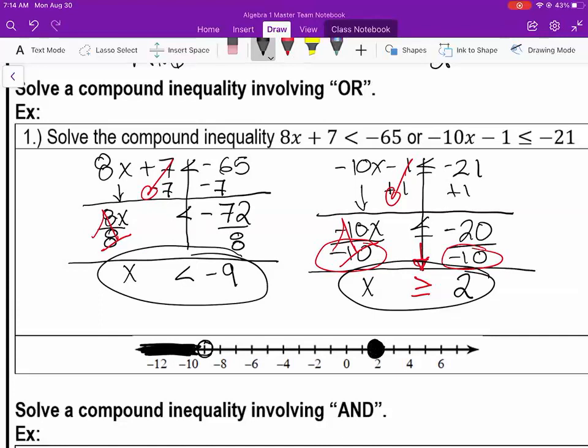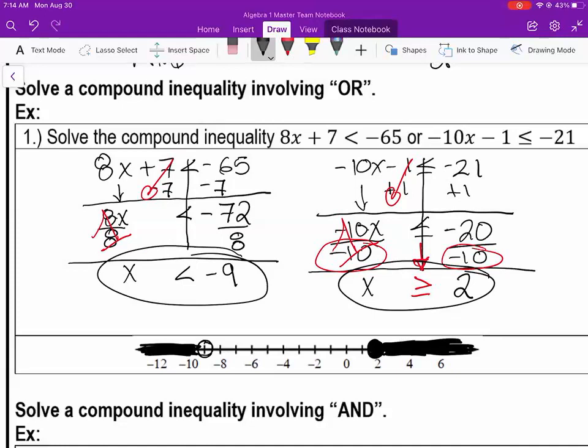And it says x is greater than or equal to 2. Well, what numbers are greater than or equal to 2? Well, that would be 3, 4, 5, 6, 7, and on and on. And that is on the right side of that dot, which means that it's going to go to the right. And there's your solution for the compound inequality. So as you can see, when we're involving or, those two inequalities are going to be going the opposite direction.